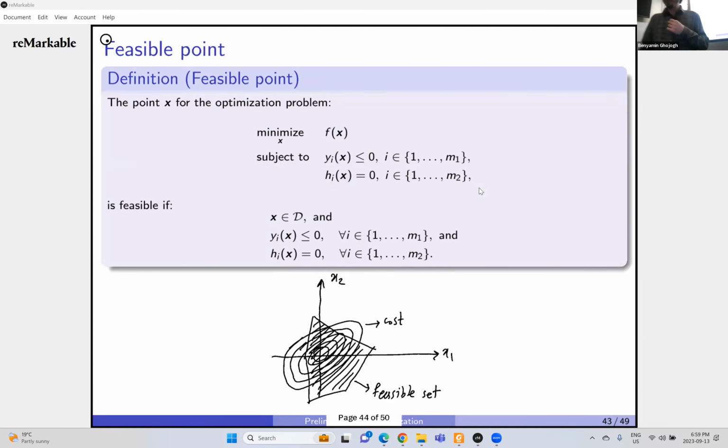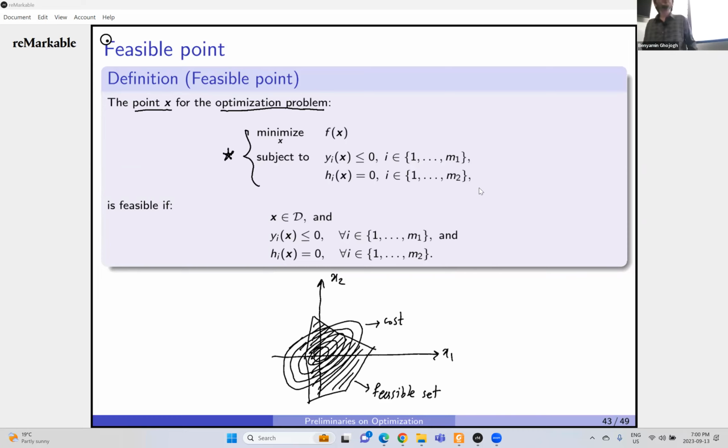Okay. Now, feasible point. The point x for the optimization problem. So this is the general case, the constraint optimization problem, right? I can say this is the general form of optimization, because optimization is either unconstrained or constrained. And unconstrained optimization, you can see it as a special case of constrained optimization, right? Because an unconstrained optimization problem doesn't have any constraints. So m1 is 0, m2 is 0. So this is a general form of optimization.